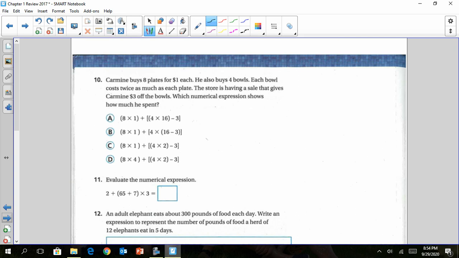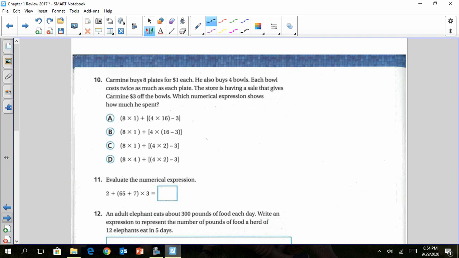On to the next page. Question number 10 says we want you to come up with the numerical expression that shows how much he spent from the story problem here. So Carmen buys 8 plates for $1 each. He also buys 4 bowls. Each bowl costs twice as much as each plate. The store is having a sale that gives Carmen $3 off the bowls.